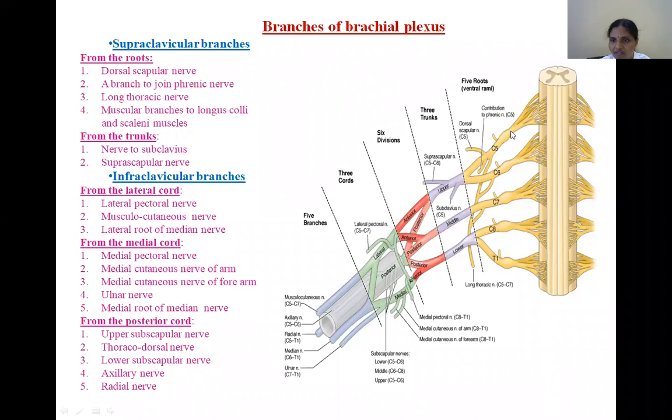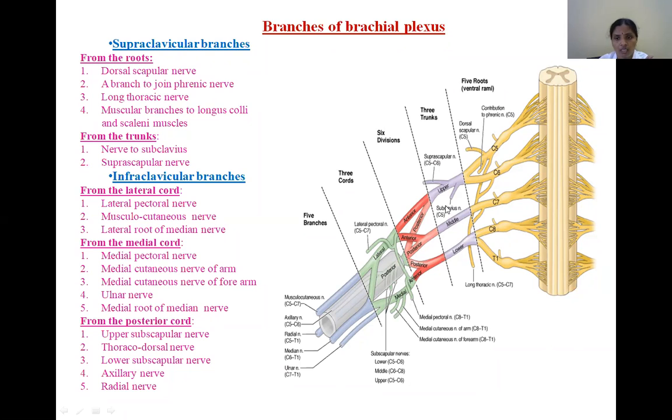You see, this is C5 root, C6, C7, C8, T1. If you draw this diagram, it is easy to represent the brachial plexus, right? So all the five roots, and each root unites with the adjacent root. So upper trunk, then this C7 root continues as the middle trunk, and this is the lower trunk. And each trunk is divided into anterior and posterior divisions. And see, the anterior divisions of the upper and middle form the lateral cord. And this is the posterior cord, and this is the medial cord.